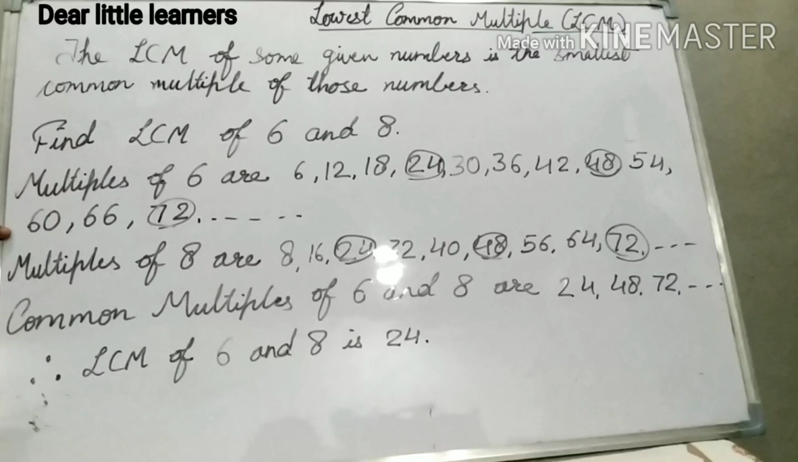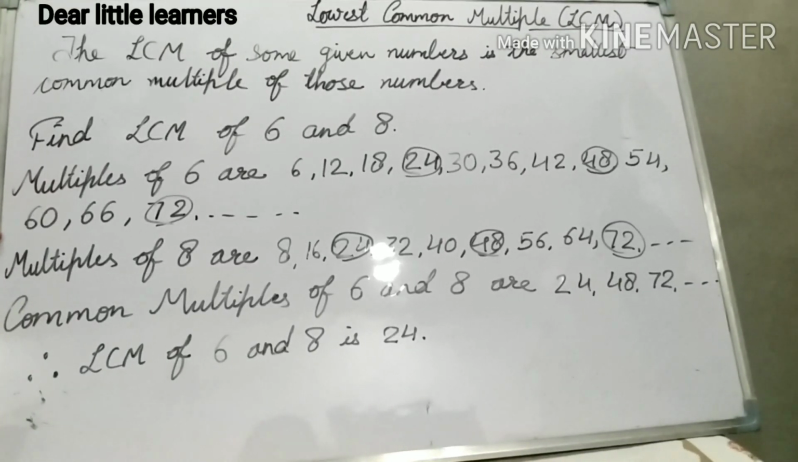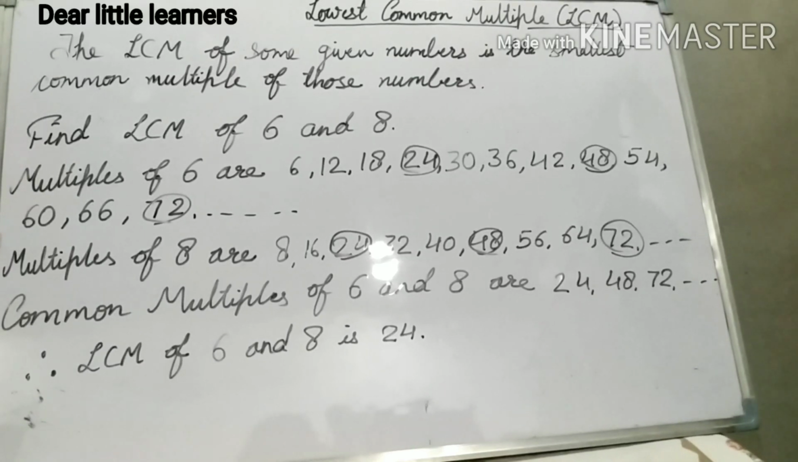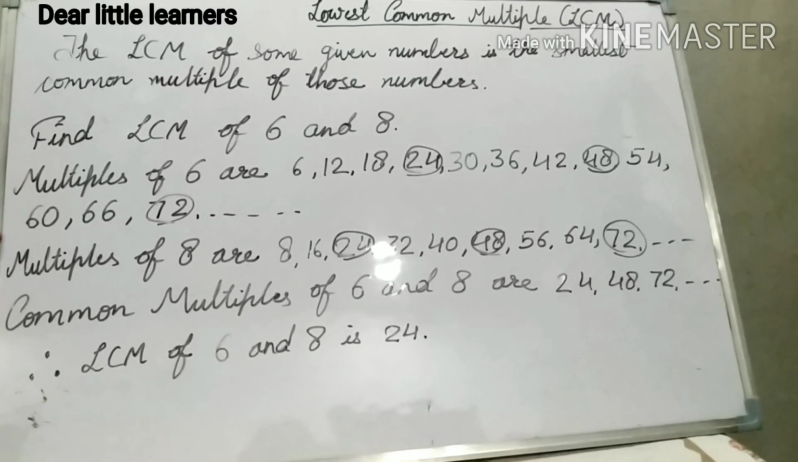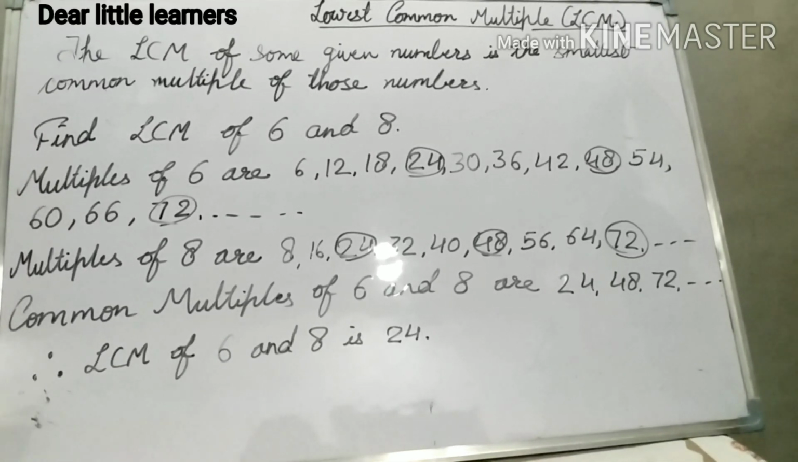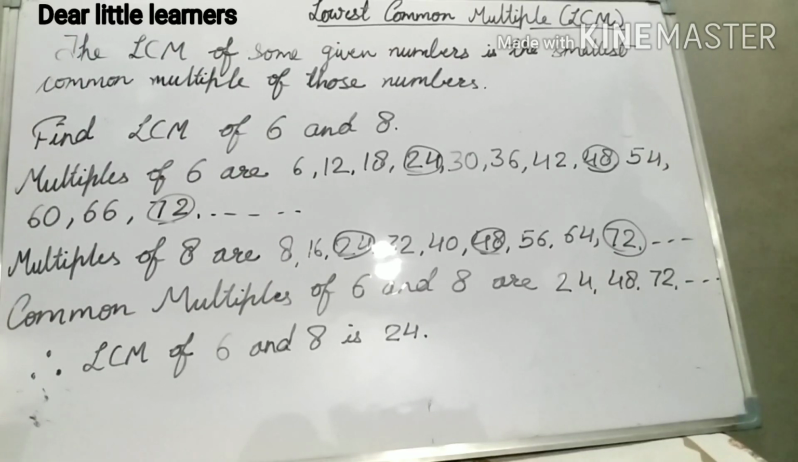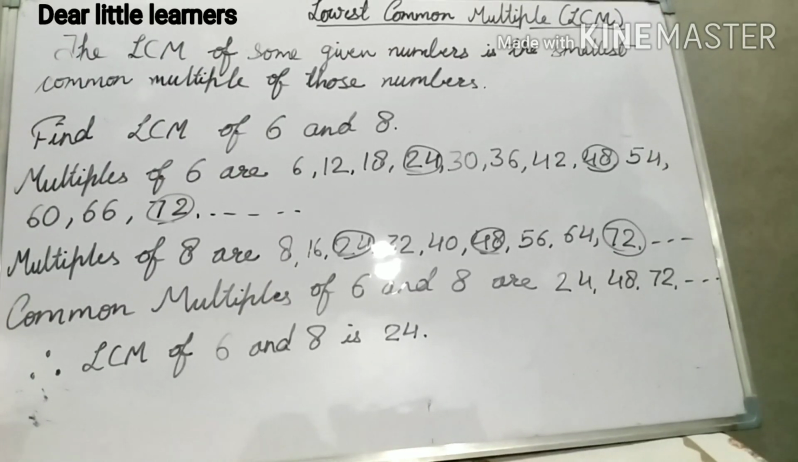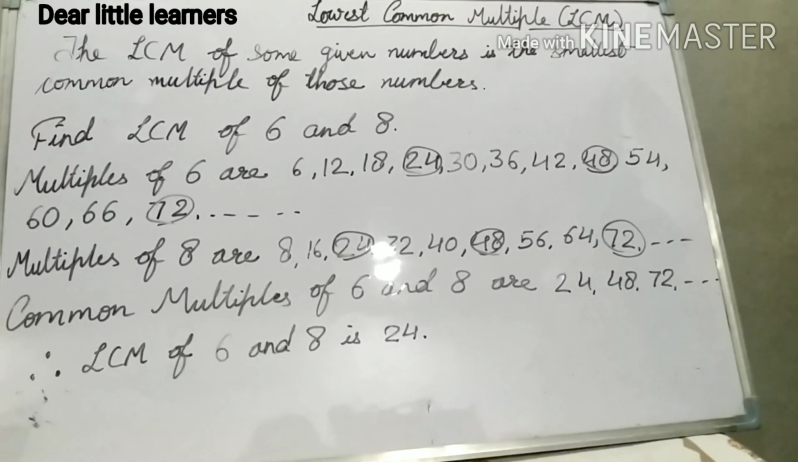As I already told you children, multiples are unlimited, but we can't write all. So we are writing up to some extent. Suppose here I am writing till 72. Now we have to find out the multiples of the next number, that is 8. So multiples of 8 are 8, 16, 24, 32, 40, 48, 56, 64, 72 and so on.